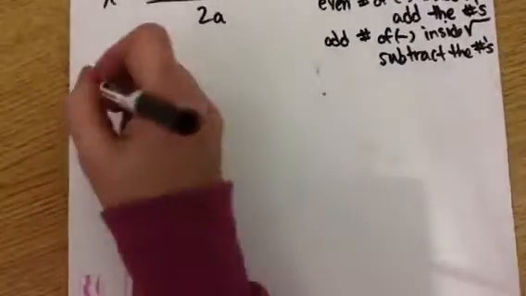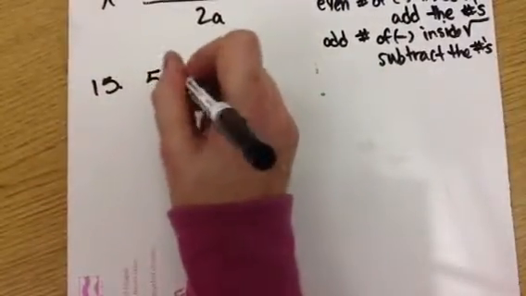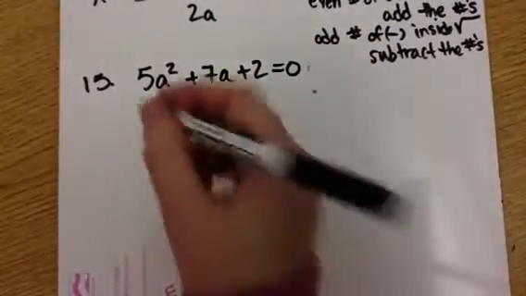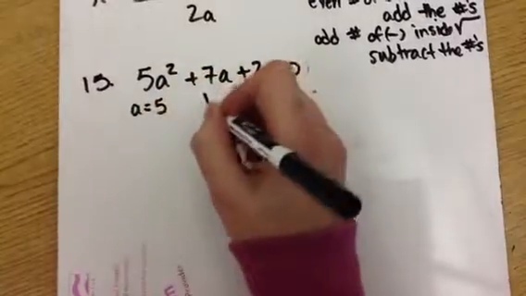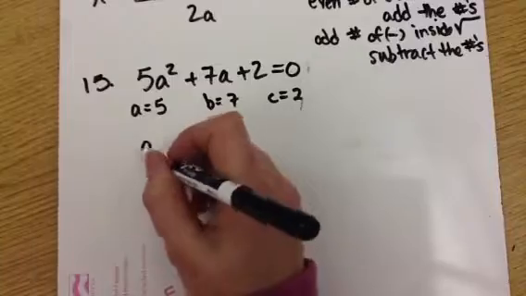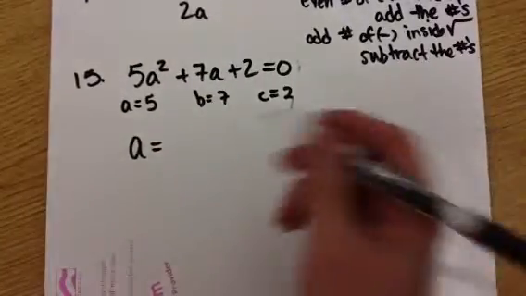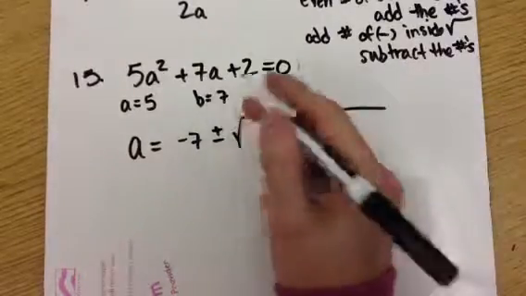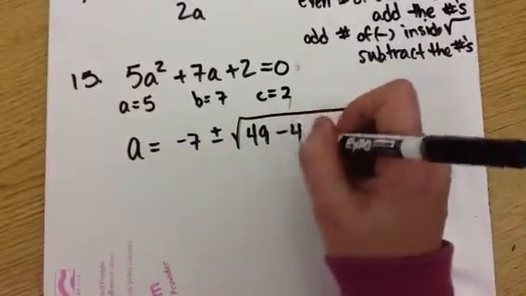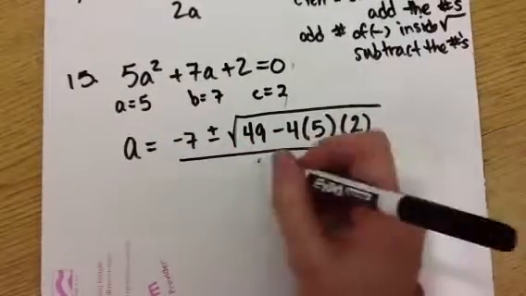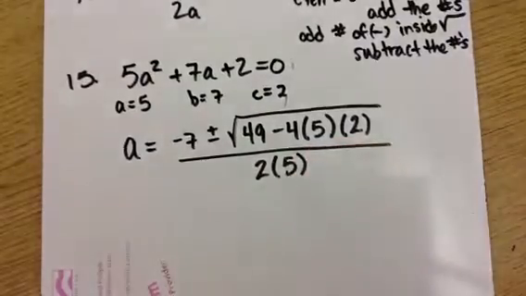Let's see if we can get 2 more problems on here. Number 15, 5a squared plus 7a plus 2 equals 0. Okay. A is 5, B is 7, and C is 2. So this time we're solving for A. So A equals the opposite of B, negative 7, plus or minus the square root of B squared, 49, minus 4 times A, which is 5, times C, which is 2, divided by 2 times A, which is 5.